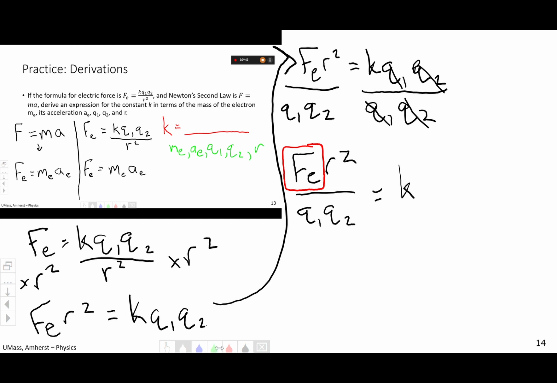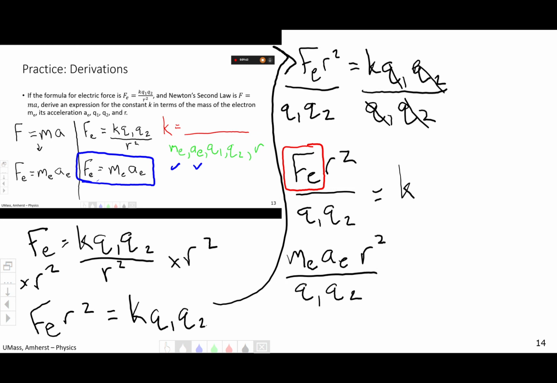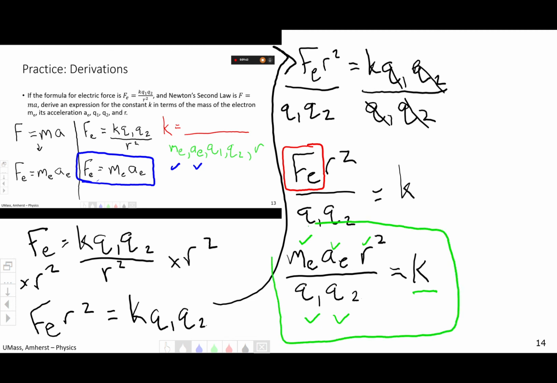So let's look back and see what we have. Well, we do have this formula here, Fe equals me ae. We can use me, we can use ae, so we can use this. I'm going to go ahead and substitute in that Fe, so we end up with me ae r squared all over Q1 Q2, and that equals k. Let's double check if we have everything that we need. me we can use, ae, r, Q1, Q2. We have discovered an expression for k, so we are done with this derivation.